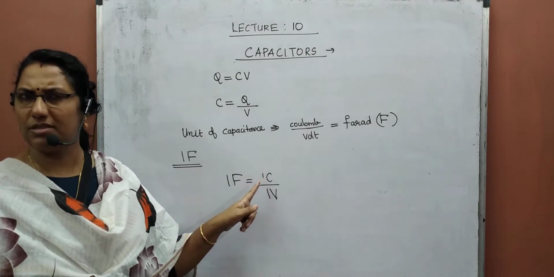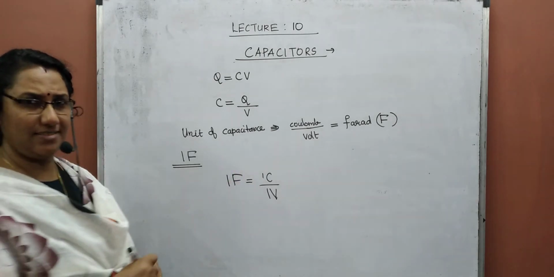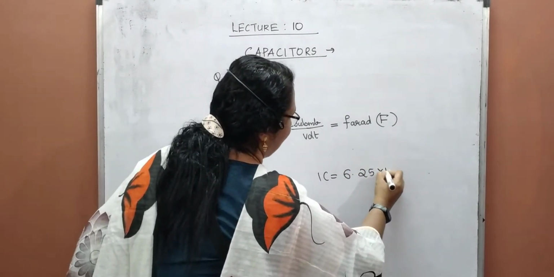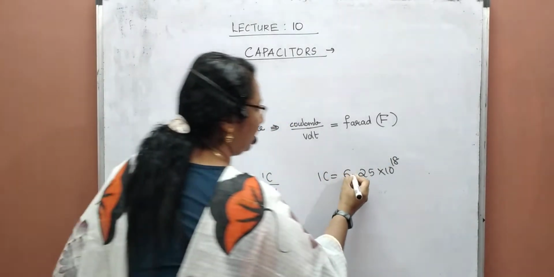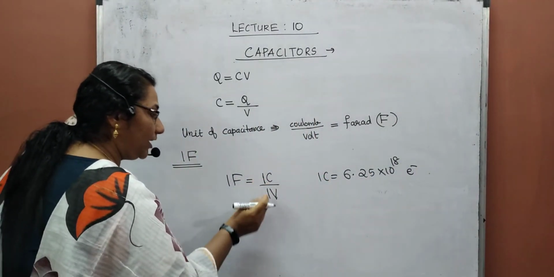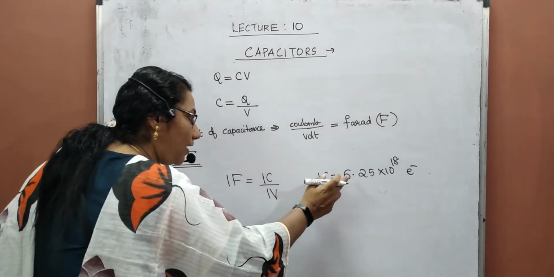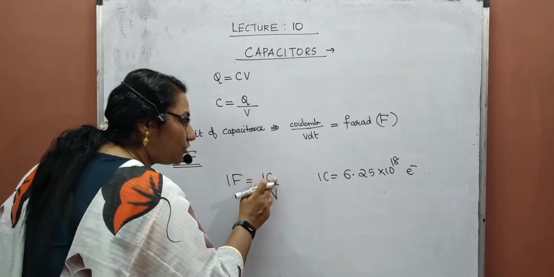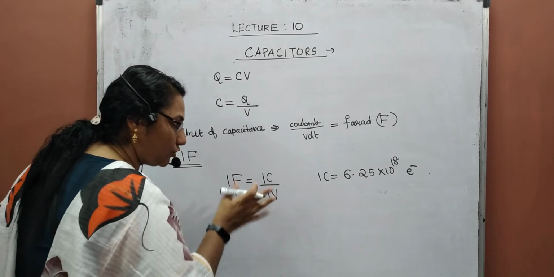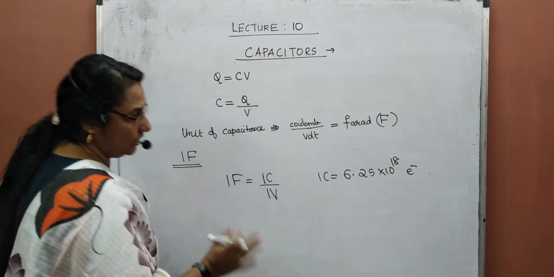What was this 1 coulomb? How many electrons constitute 1 coulomb? Tell me. Yes, some of you, or most of you, have told it. Okay. So, 6.25 into 10 raised to 18 electrons. When electrons are removed, positive charges are created. When electrons are gained, negative charges are created.